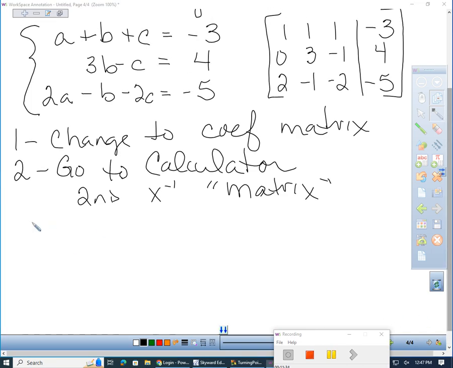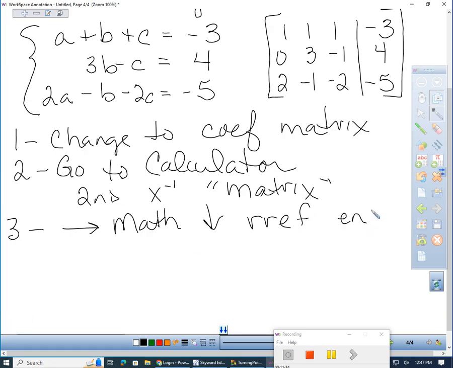So everybody hit that. Now I need you to push step 3. Push to the side over to math. And down to RREF. And hit enter. I believe that is capital B all the way down. Yeah, capital B. All right, hit enter. You should get RREF with a parenthesis flashing on your screen. Everybody has that? Okay.